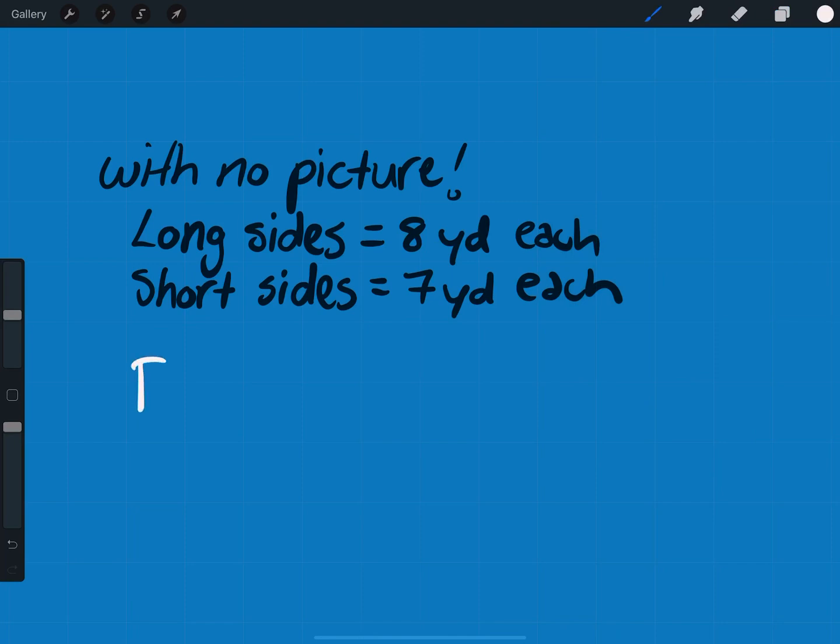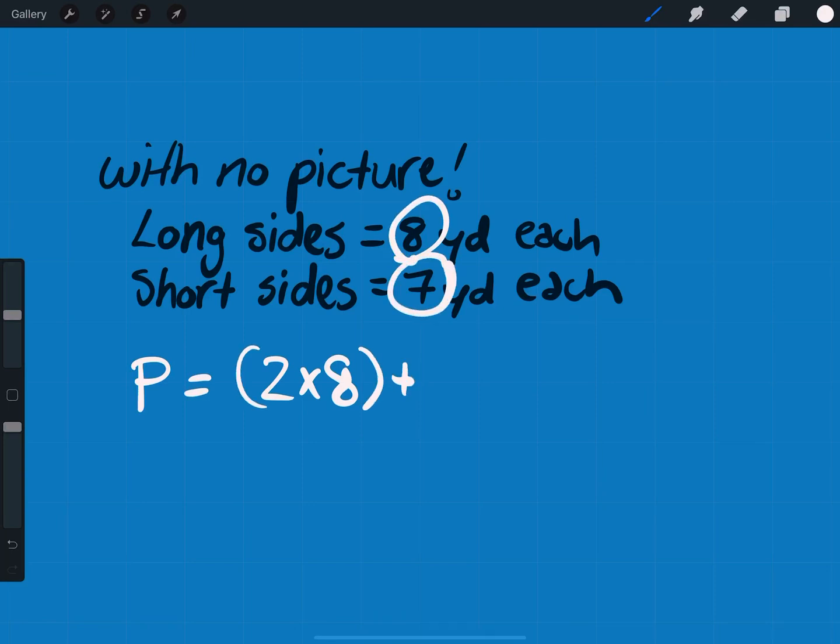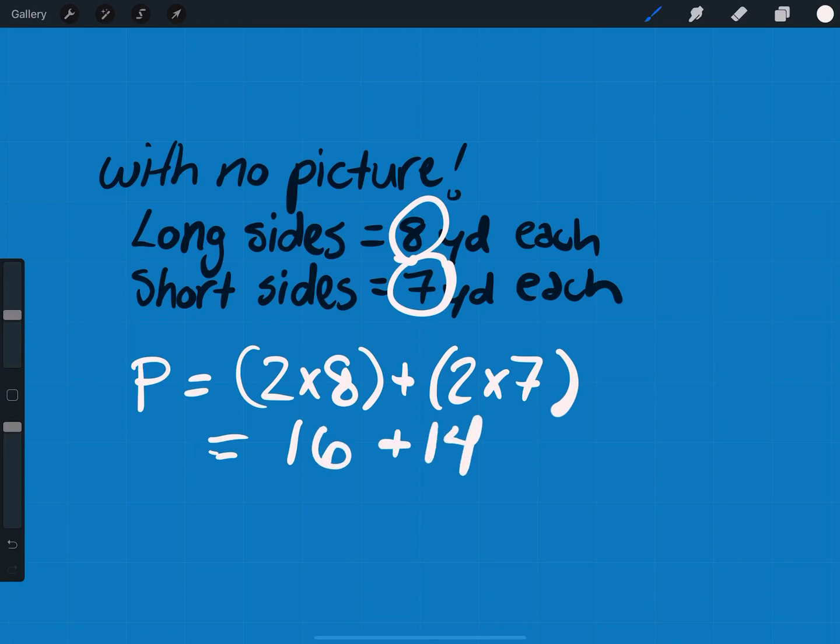So you can say the perimeter equals 2 times 18, because there are 2 of these, plus 2 times 7, because there are 2 short sides, which means we have 36 plus 14, which is 50. So the perimeter is 50 yards.